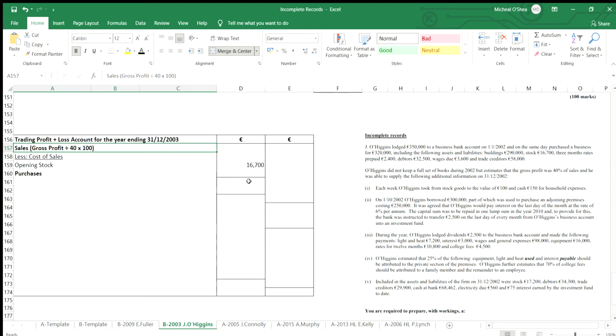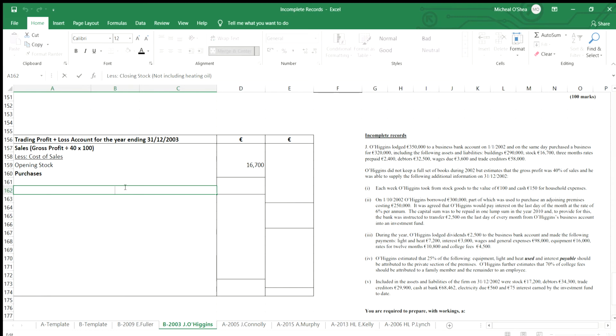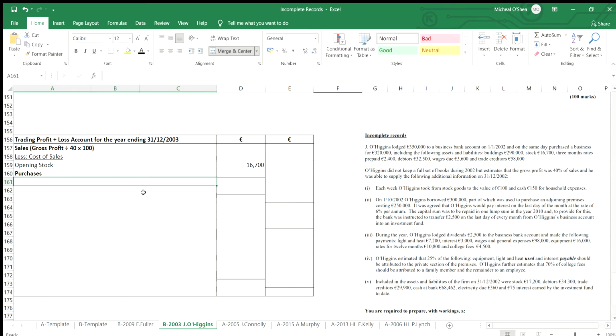What comes after that? Well, usually we would have our closing stock. So our closing stock is usually the next thing we can include. Now, can I include my closing stock? Yes, I can. At the bottom of the question, we're told closing stock. Again, make sure it doesn't include heating oil.